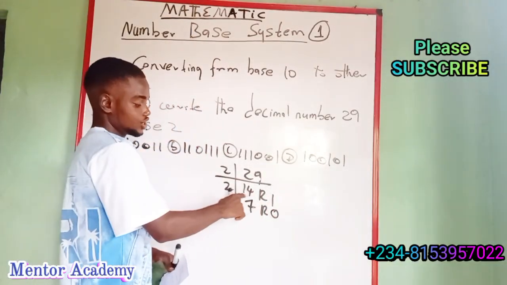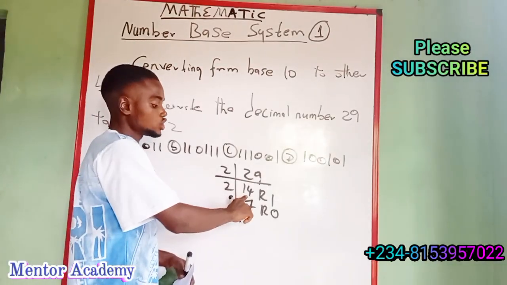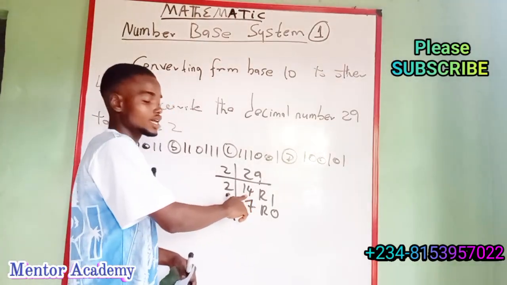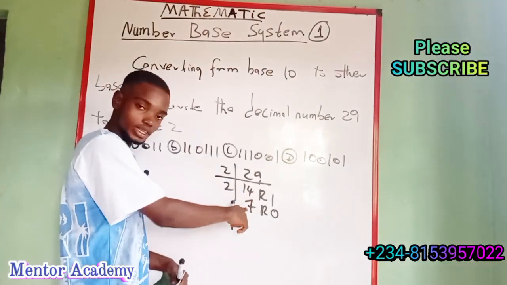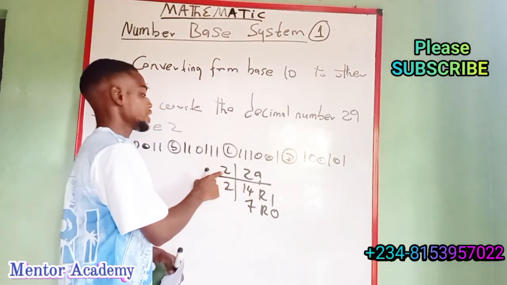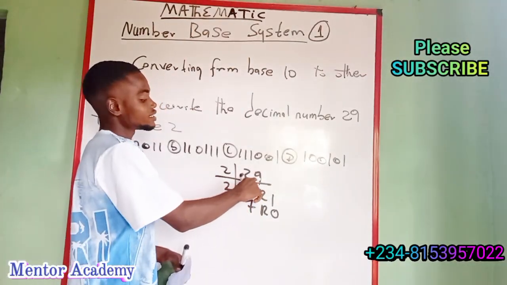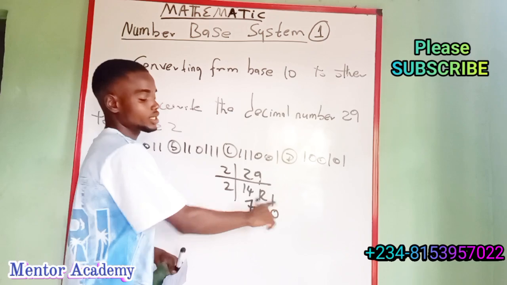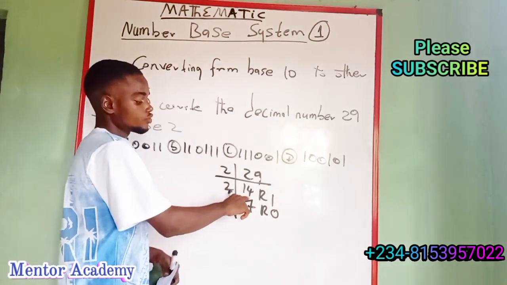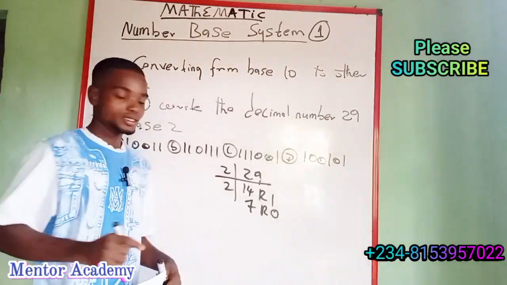I'm using division. You could also ask how many times can 2 go into 14. 2 can go into 14 7 times. That is why I'm using division. How many times can 2 go into 29? It can go into 29 14 times, and then it still remains 1. That is this remainder 1. So 2 can go into 14 7 times, and it will have no remainder, which is the 0.